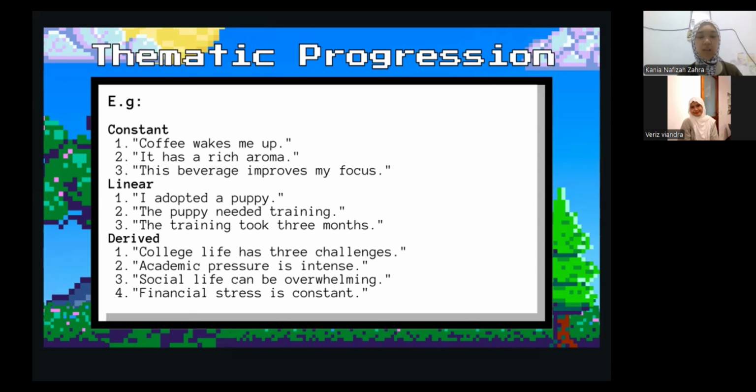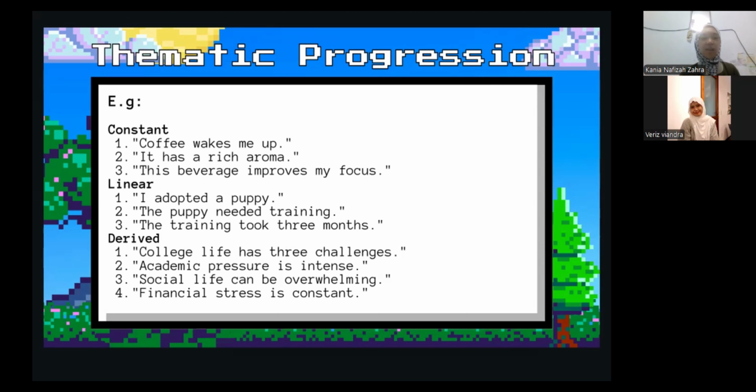Now we have linear. Who wants to read the example? Okay, let's read it together. I adopted a puppy. The puppy needed training. The training took 3 months. What do you think about these sentences? What do you recognize? Yes, correct. Each sentence's ending sets up the beginning of the next sentence. So it's a sequence, it has a connection from one sentence to the other, right?